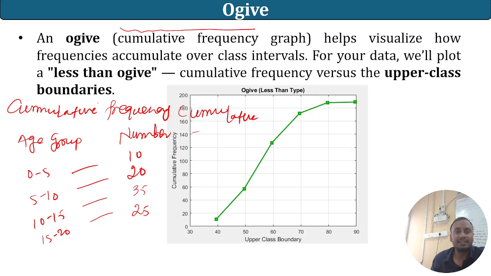So their cumulative frequency will become, let's say for the first it will be 10. For the second one it will become 10 plus 20, that is 30. For this it will become 30 plus 35, that is 65. 65 plus 25 becomes 90. So this is the cumulative frequency.